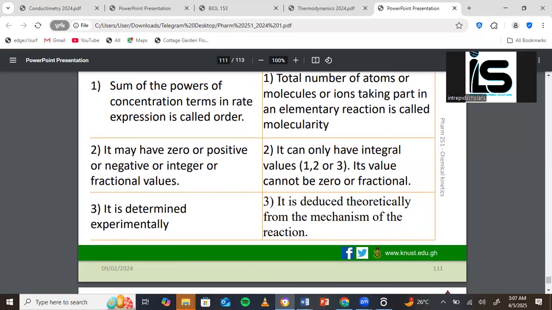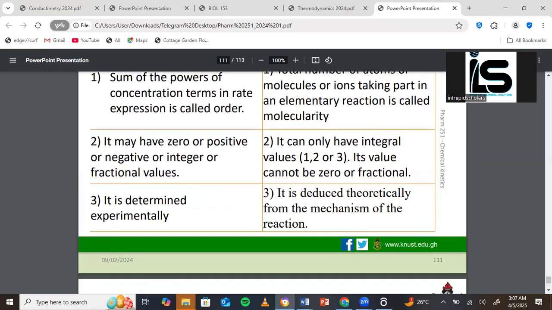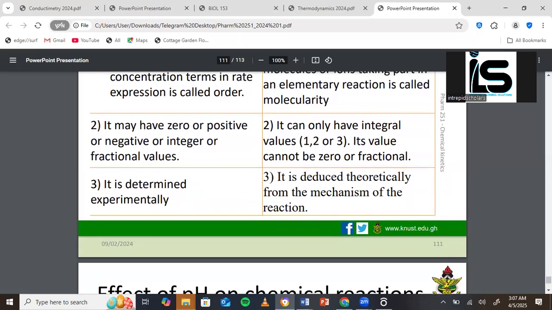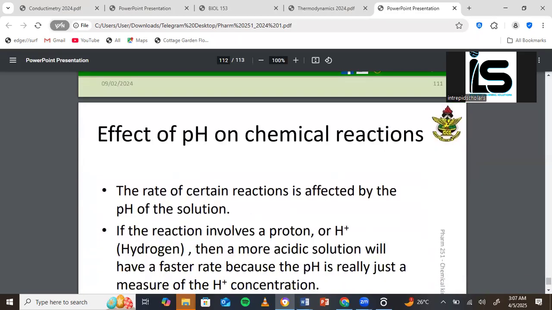Now, order can be 0, it can be positive or negative, an integer, or it can be fractional. Now, molecularity cannot be 0, it cannot be fractional. Now, we are saying order is determined experimentally, as we have looked at, but molecularity can be determined theoretically by looking at the mechanism of action.